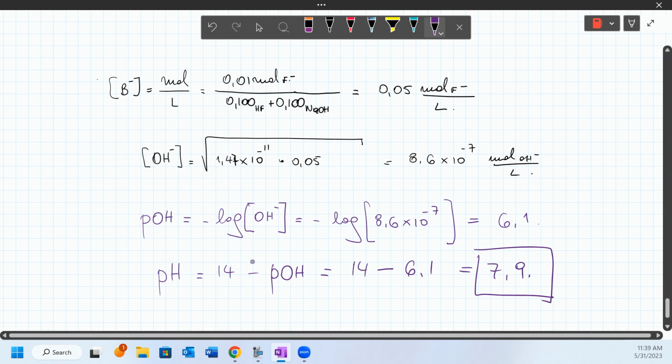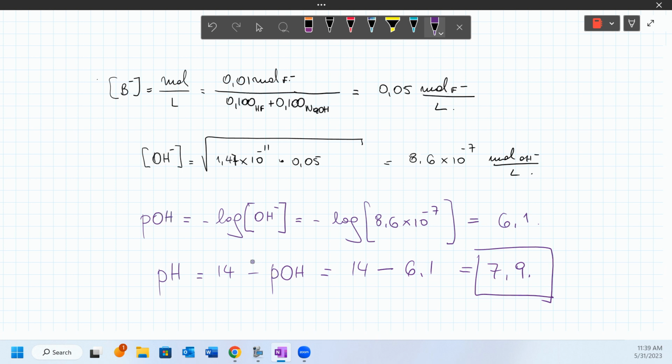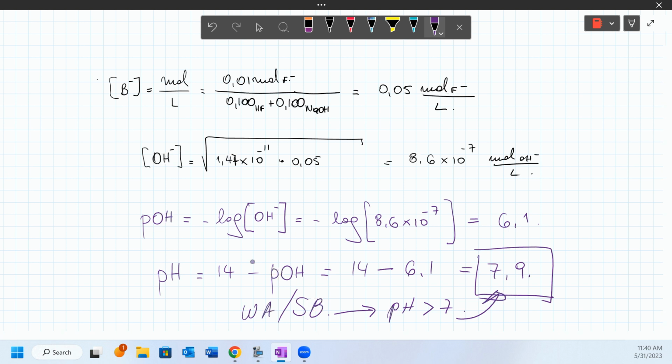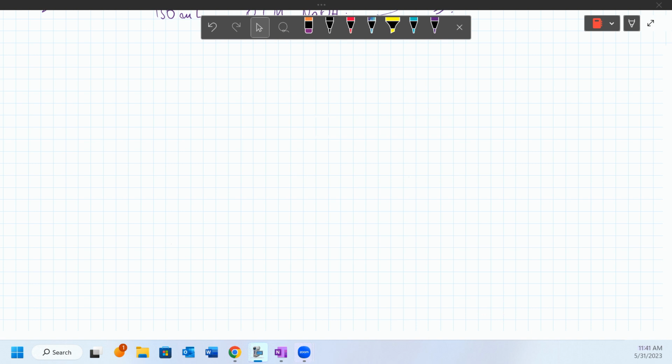Wait a minute. Was this something that you were expecting? Because you are dealing with a weak acid and a strong base. Were you expecting that the pH will be greater than 7? Yes or no? Since the power goes to the strong base, weak acid, strong base, then the pH will be greater than 7. And it is greater than 7. Every number, every calculation that you are doing, you have to think and see: is this number according to my logic, yes or no? Does this make sense?